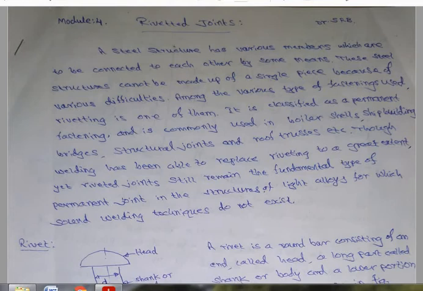Why we call this a permanent type of joint is, once a joint is formed, we cannot dismantle the joint unless we break the plate or we break the rivet. Any one member of this joint is going to get damaged when we want to open it. Because of that, we call this a permanent type of joint. And that is the same also in the case of welded joints.